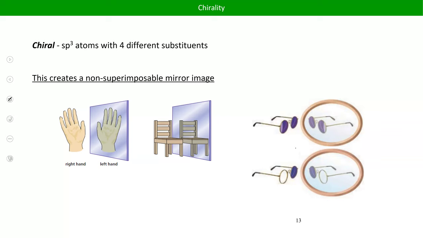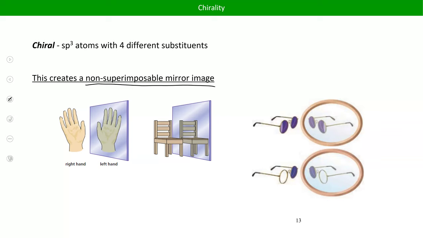And chirality, in chemistry, in O-chem specifically, just means you've got a tetrahedral sp3 atom with four different substituents. It could be more than that, you could have sp3d, but basically the true mathematical definition is a non-superimposable mirror image. When you take the mirror image of something, it's not the same thing.